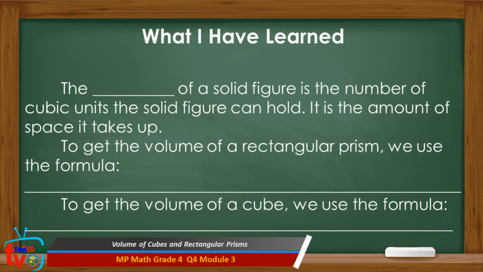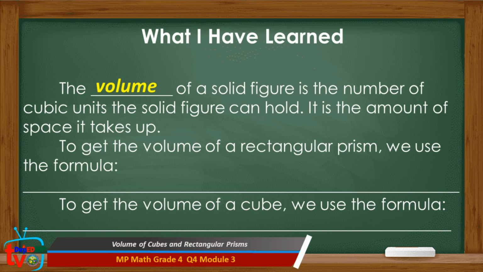Let us read together what I have learned with the correct answers. The volume of a solid figure is the number of cubic units the solid figure can hold. It is the amount of space it takes up. To get the volume of a rectangular prism, we use the formula volume is equal to length times width times height. To get the volume of a cube, we use the formula volume is equal to side times side times side, or S cubed.